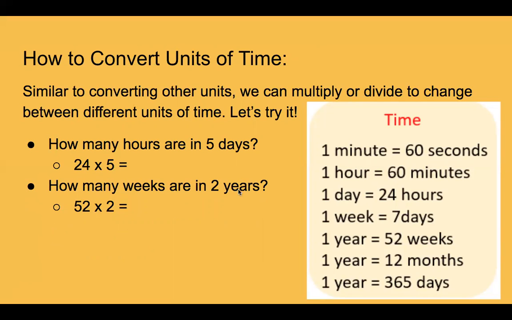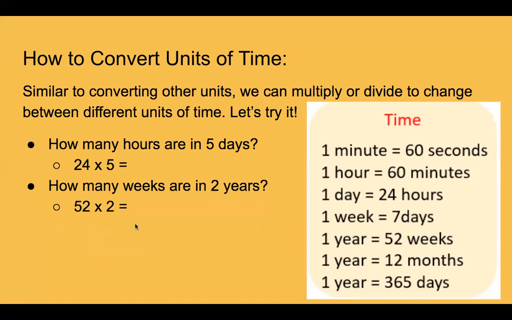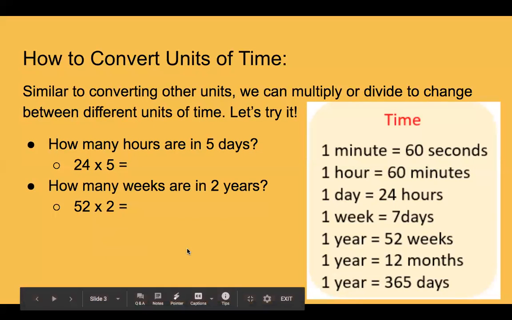All right, so let's look at this one. How many weeks are in 2 years? First of all, I have to know how many weeks are in 1 year. So let's look at our chart. 1 year has 52 weeks. So if 1 year equals 52 weeks, I can multiply 52 times 2 to get how many weeks are in 2 years. So go ahead and try 52 times 2.